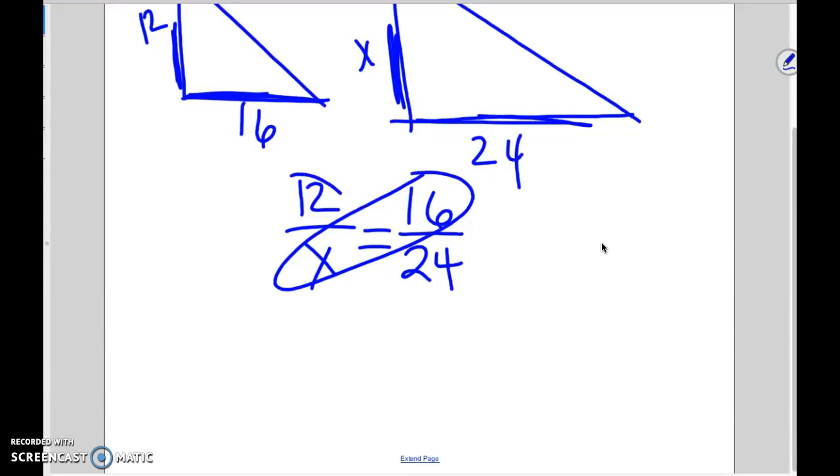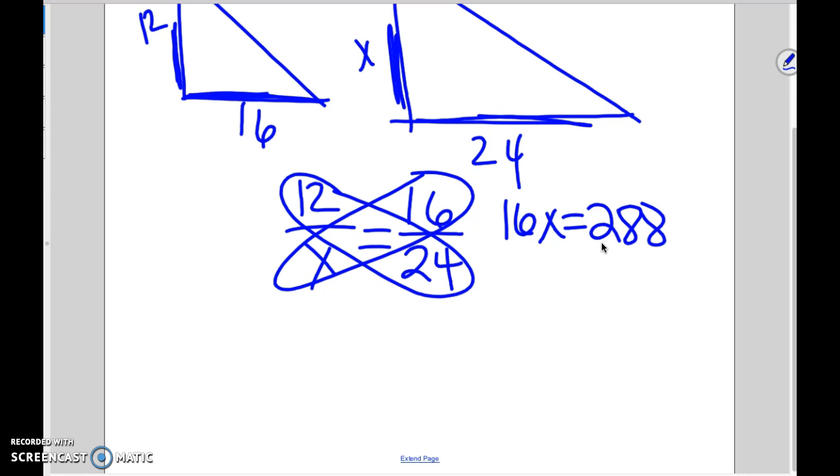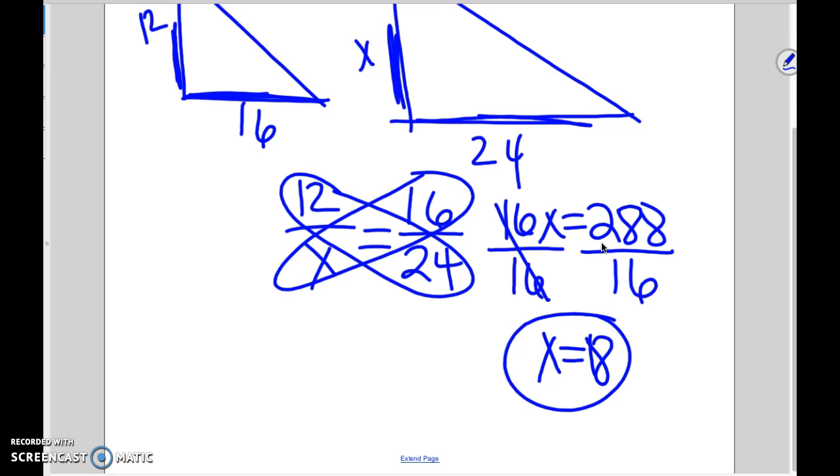So we're going to cross multiply these. 16 times x is 16x, and 12 times 24, go ahead and multiply that out if you haven't, it's 288. When we have this one-step equation, we have to divide by 16 to cancel. You do that to the other side, and x will equal 18. So your missing side is 18.